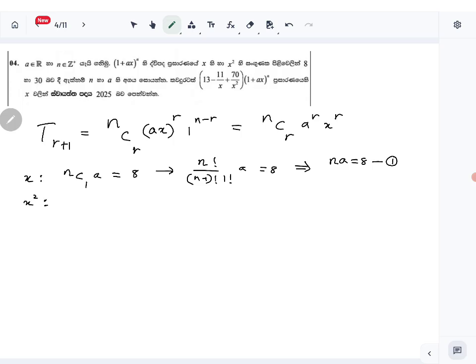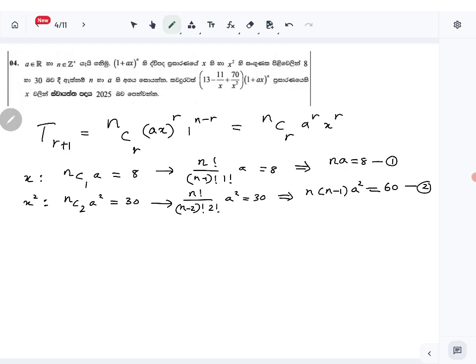Then let's look at x squared. For x squared, I have to put r equals 2 into my general expression. So the coefficient would be nC2 a squared, which is equal to 30. Similarly, simplify: n factorial over (n minus 2) factorial times 2 factorial, times a squared, is 30. So this turns into n(n minus 1)a squared. The 2 I will move to this side, so 60 here. Right, so that is our second equation.